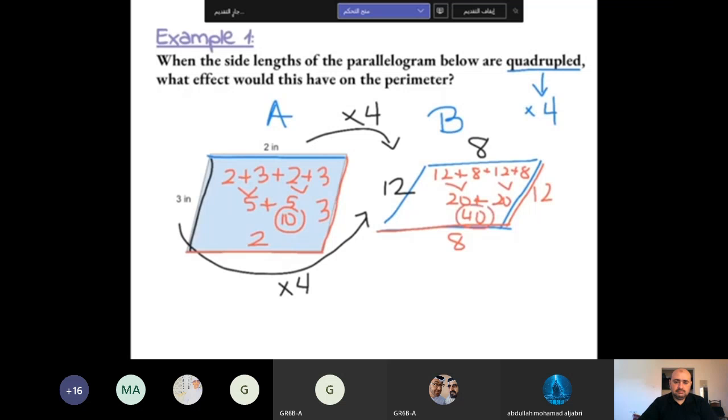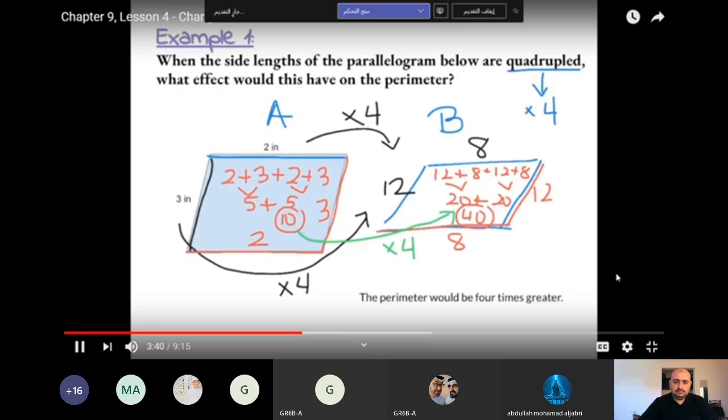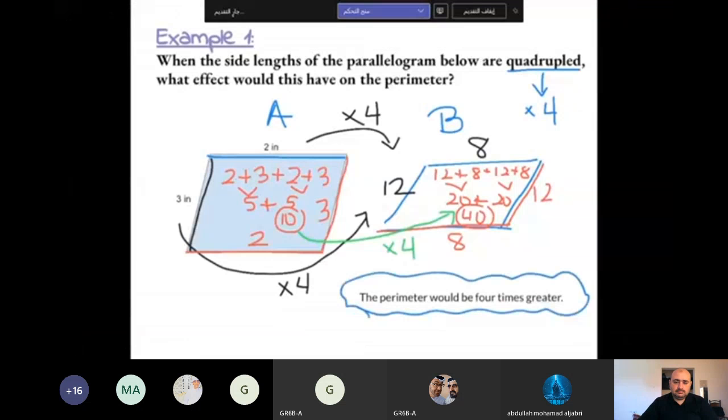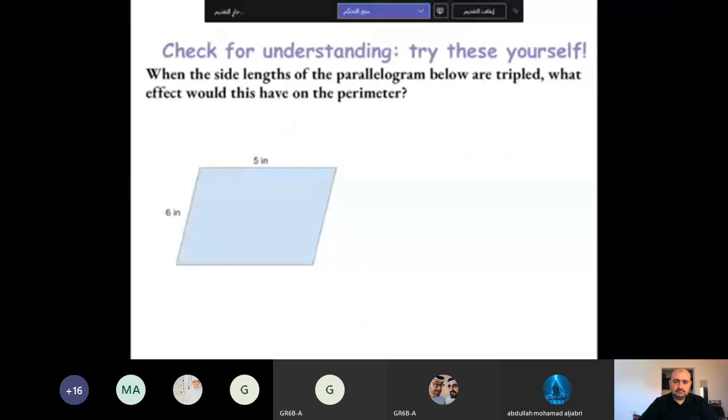So from the perimeter in figure A, which is 10, to the perimeter in figure B, which is 40, the perimeter quadrupled, or is 4 times greater. Therefore, we can say that the perimeter would be 4 times greater. When the side lengths of the parallelogram below are tripled, what effect would this have on the perimeter? Try this one yourself to check for understanding.